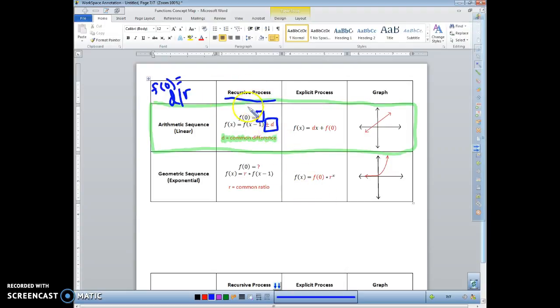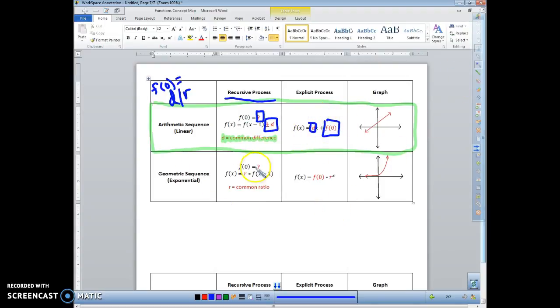Now this is the recursive process for an arithmetic sequence, and here I have the explicit process. For the explicit process, can you please box that d, and then box the f of 0. So here are the two values that you're going to input, d times x plus the f of 0 value.